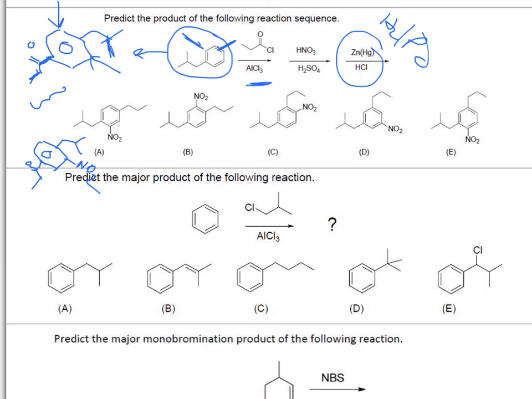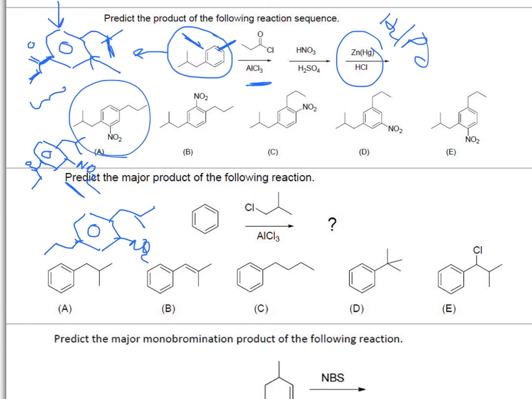We talked about that in class. The Clemmensen reduction is going to be specific for the ketone to give you the corresponding alkane. It's not going to touch your nitro group. So the product in which you have the nitro ortho with respect to the sec-butyl, and meta with respect to the propyl, is going to be your final product, and that should be product A.